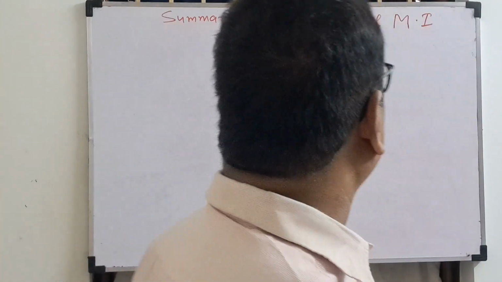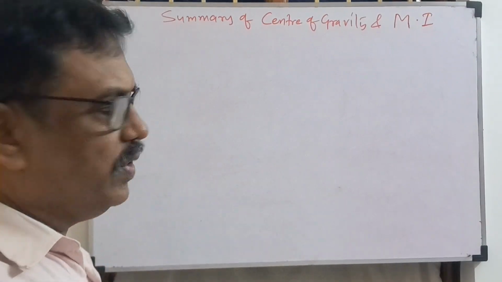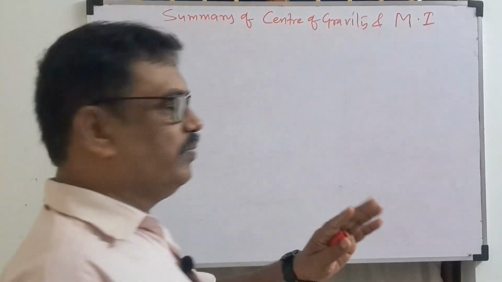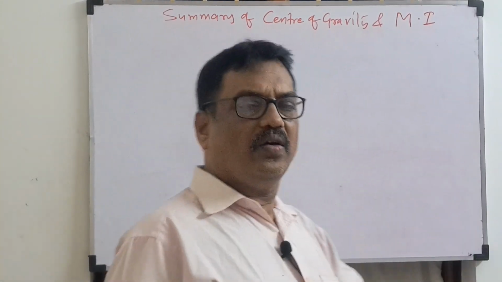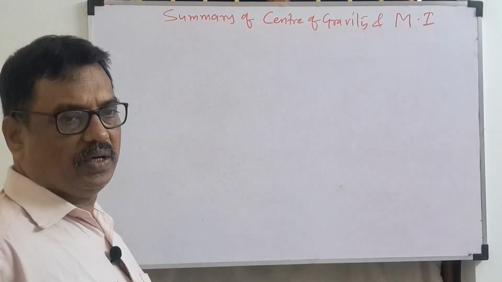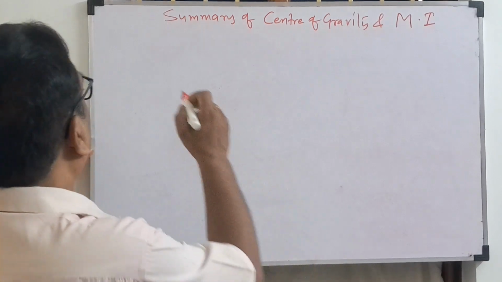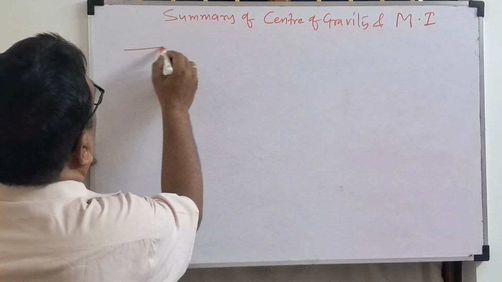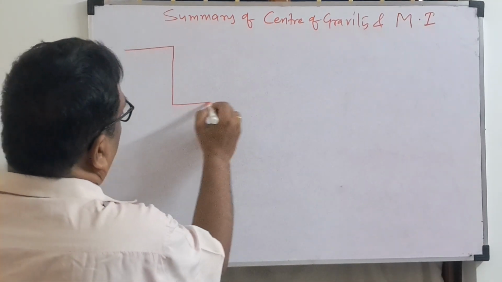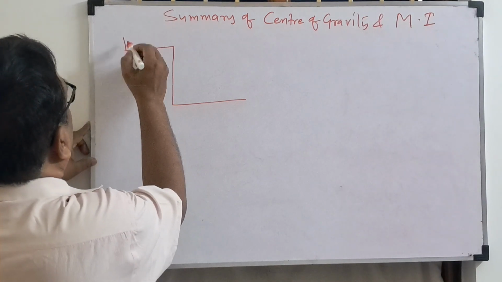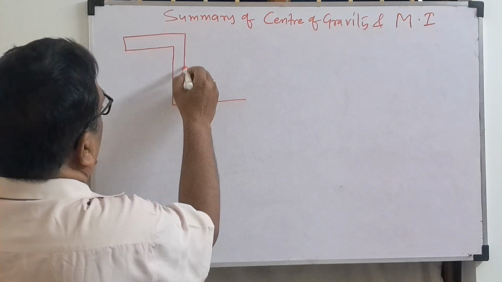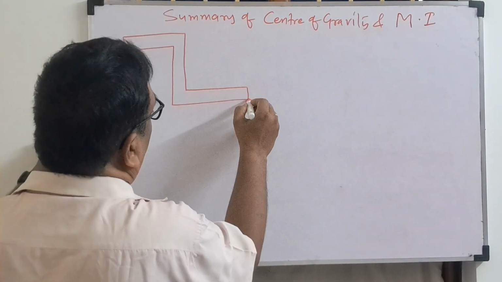Today I am going to start the summary of the center of gravity and moment of inertia. I will explain the concept, how we find the center of gravity and how to find the moment of inertia. So I will take one big section, a Z section, at random, and I will take some simple data and explain the concept.